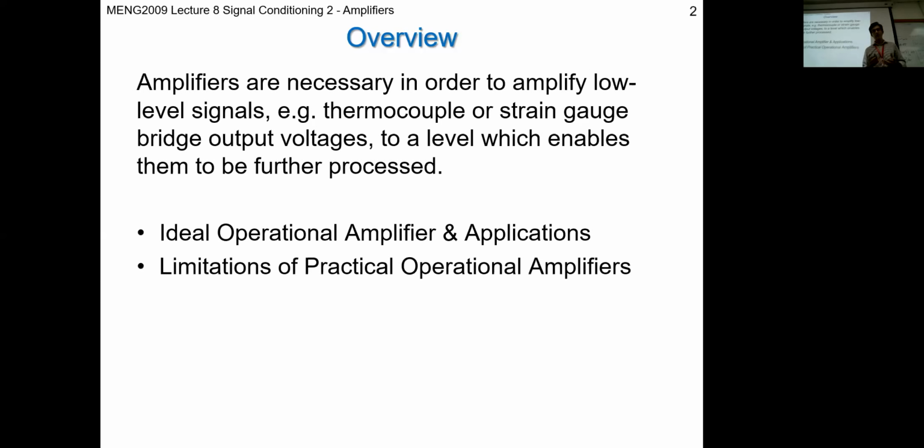We looked at ideal op-amps and applications. We looked at the limitations of practical op-amps. And then towards the second half of the lecture today, we'll look at instrumentation amplifiers.